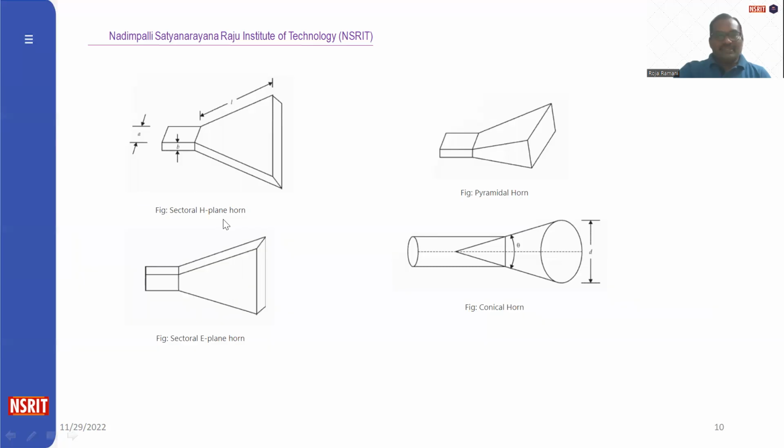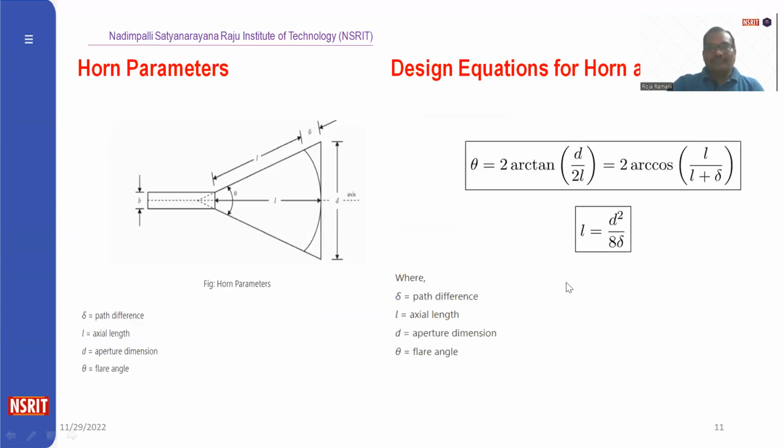So we have discussed the sectoral H-plane, that means in the H direction the walls are flared out. In the E direction, the walls are flared out. Here, the pyramidal horn is produced by flaring out both the E-plane and H-plane. This is the conical horn. The conical horn is obtained by flaring out a circular waveguide or cylindrical waveguide. These are the four types of horn antennas: sectoral H-plane horn antenna, sectoral E-plane horn antenna, pyramidal horn antenna, and conical horn antenna. Hope you understand.